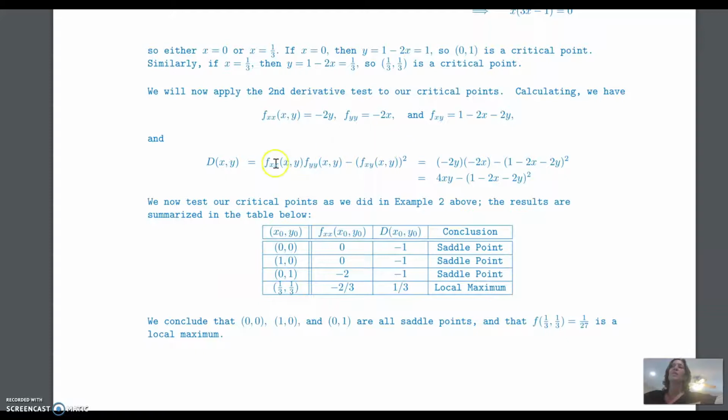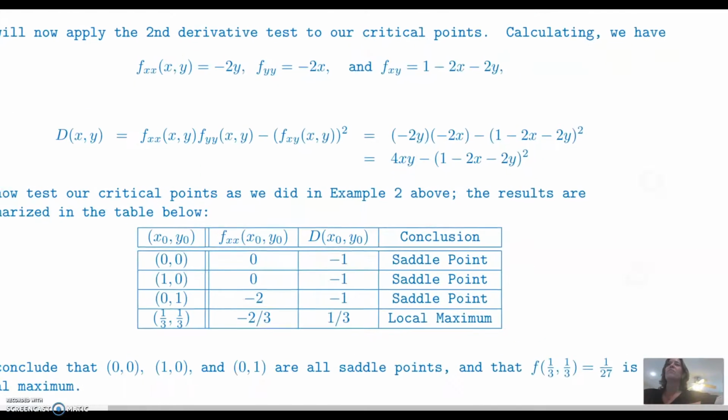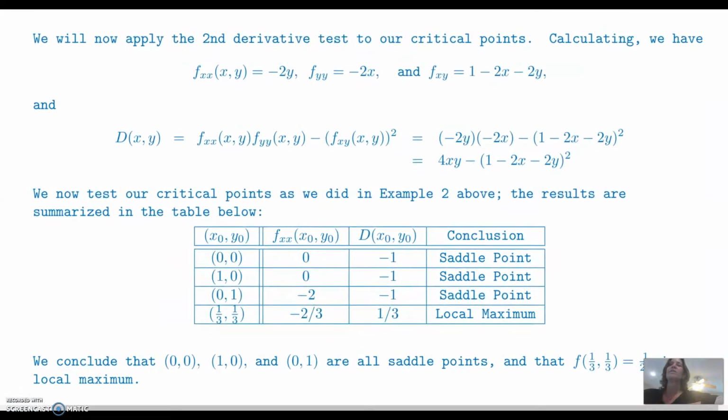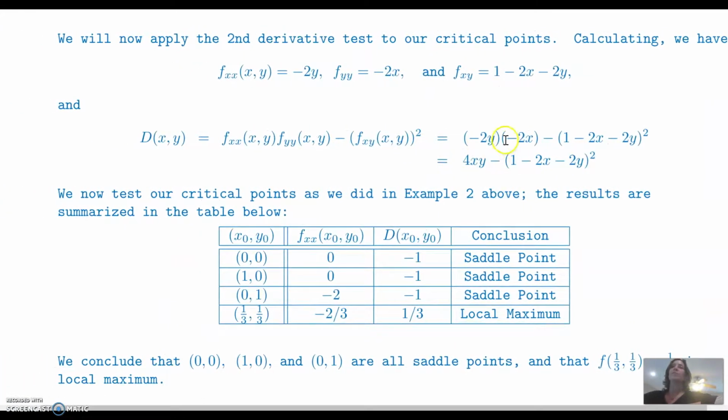And now we're going to plug in. I like to simplify an expression for the discriminant first, as the book is doing as well, and then it makes it easier to plug in. So our second partial with respect to x times our second partial with respect to y, minus the mixed partial squared, and we end up with this expression right here.